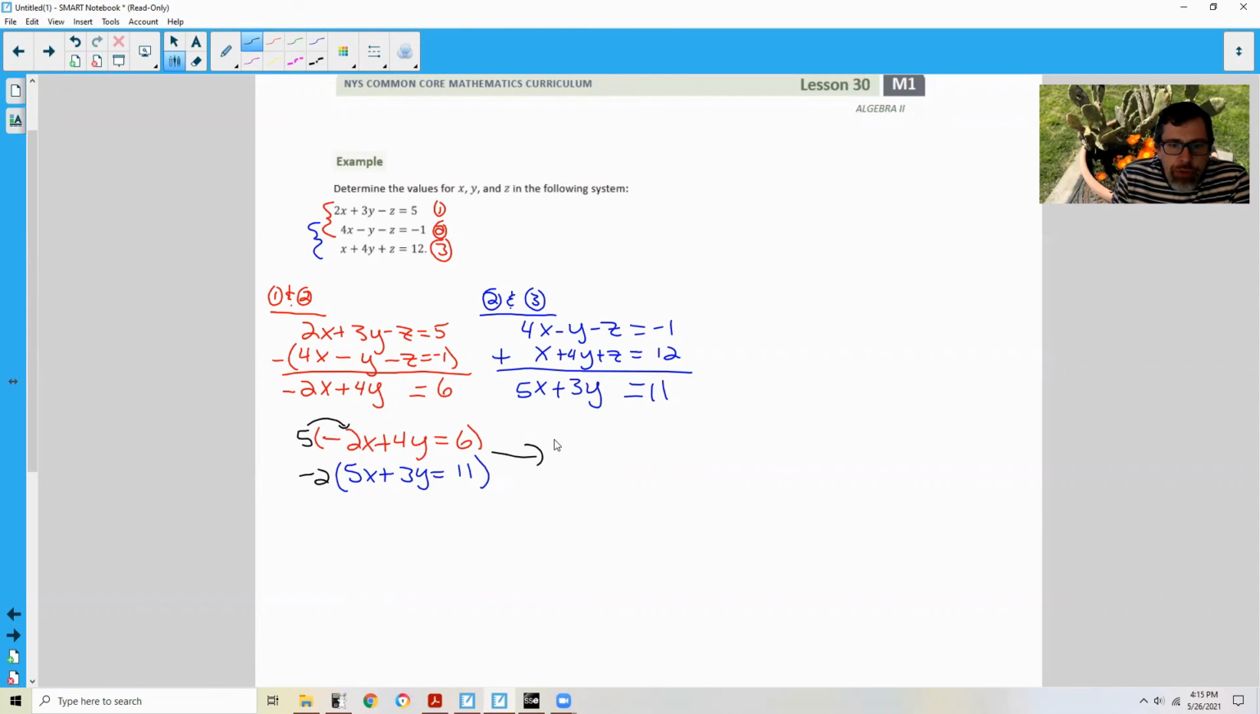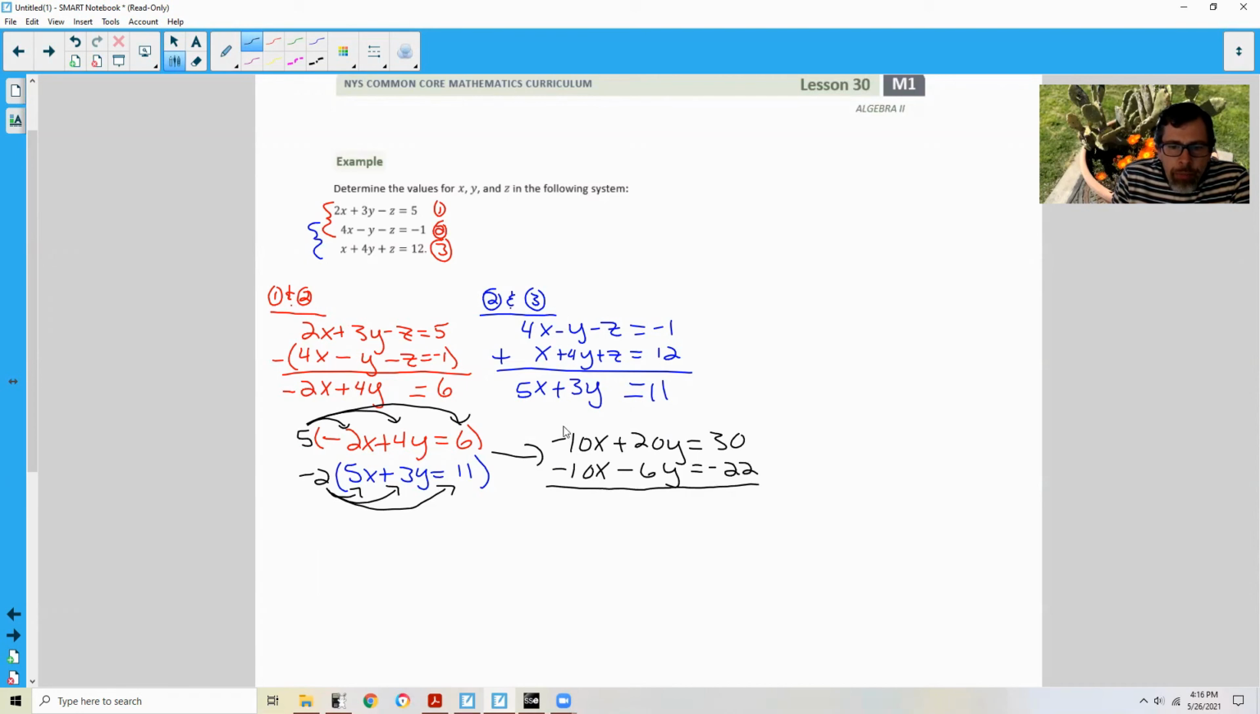5 times negative 2x is negative 10x. 5 times 4y is 20y. 5 times 6 is 30. Okay, very simple distribution. Now I distribute this. Negative 2 times a positive 5x is negative 10x. Negative 2 times a positive 3 is negative 6y. Negative 2 times a positive 11 is negative 22.